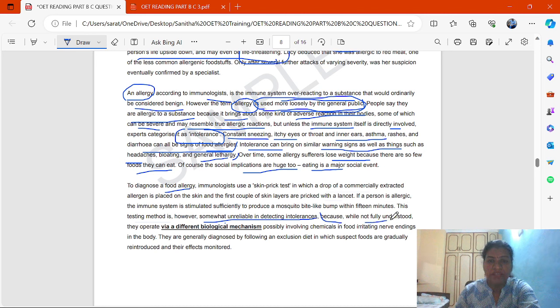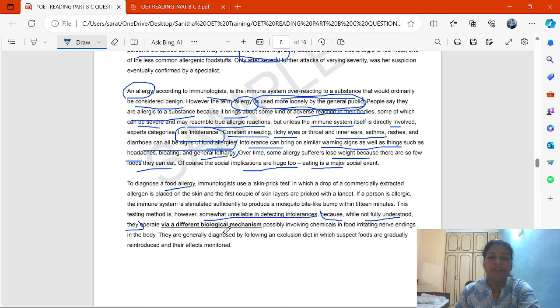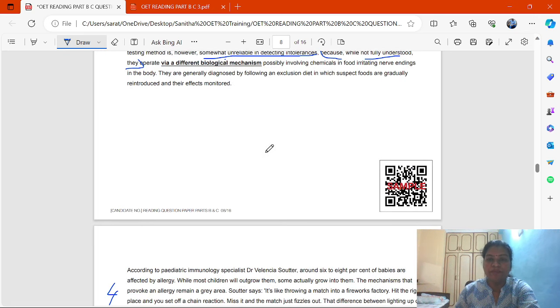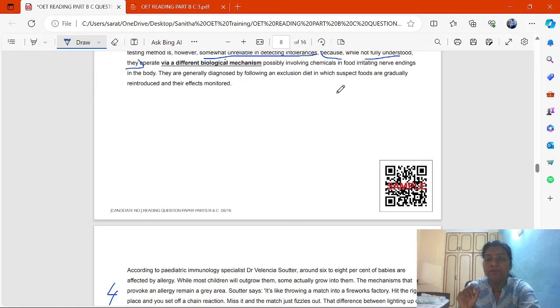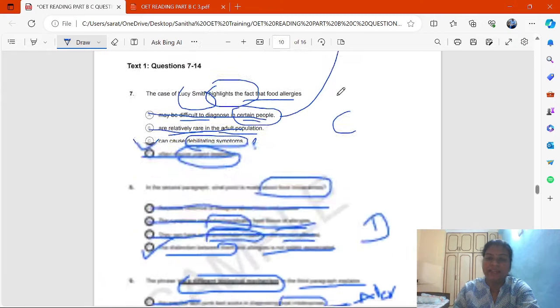While not fully understood, they operate via different biological mechanisms, possibly involving chemicals in food irritating nerve endings in the body. Okay, chemicals in the food irritate the nerve endings in the body. That is the point they are given in the passage.